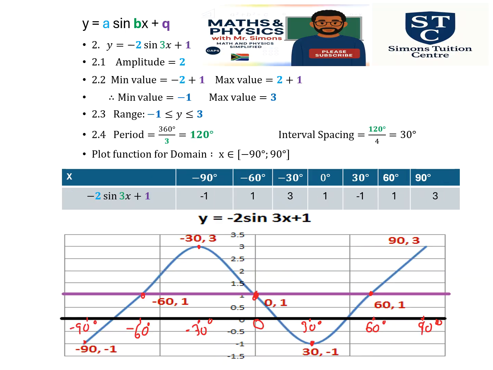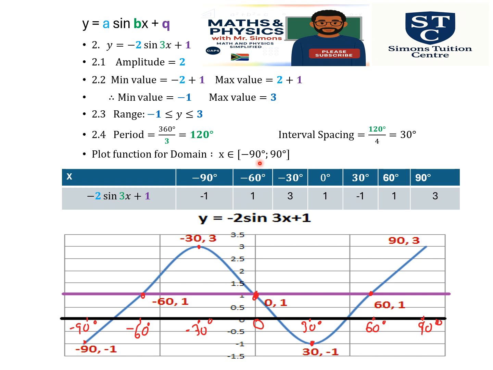Let's look at the next problem. Y equals minus 2 sine 3x plus 1. So the amplitude equals 2. Although it's minus 2, amplitude must be positive. Minimum value: minus 2 plus 1. Maximum value: 2 plus 1. So maximum is 3, and minimum, minus 2 plus 1, is minus 1. So my range: y less than or equal to 3, greater than or equal to minus 1. Period: they have 3x, so 360 divided by 3, which gives me 120. My interval spacing would then be 120 divided by 4, which gives me 30 degrees.